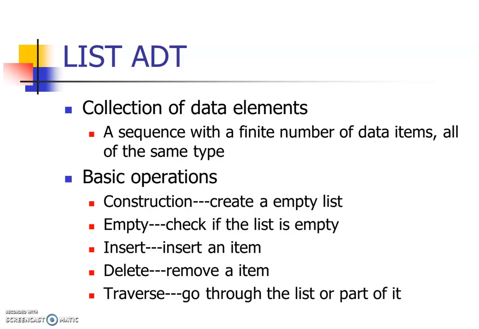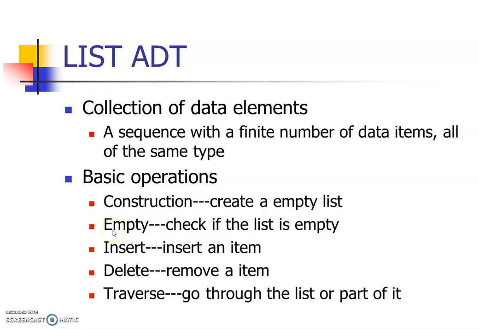The list is a collection of data elements. Basically, we talk about data and we talk about the basic functions. When we talk about the data, it is a sequence with a finite number of data items, all of the same type. So that is the requirement for the data. And then in order to implement the list, there are 5 basic important operations. First of all, construction, indicating you want to create a space. Whatever type of things you want to implement, it doesn't matter. At this stage, you are creating an empty list so that the following functions can continue based on the structure you provided.